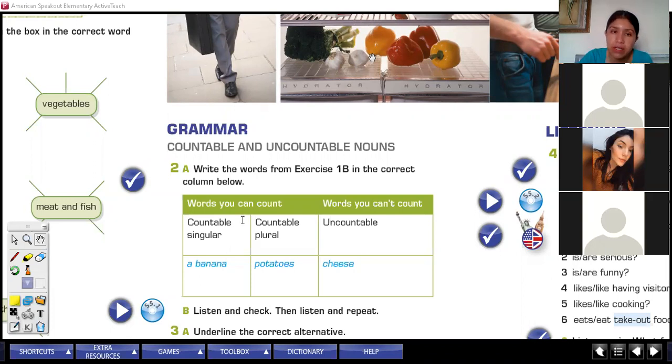So I'm going to write it. You will have to do the same, okay? An apple. Next word, a pear. Where will I place it? ¿Dónde la coloco? A pear. Countable singular.